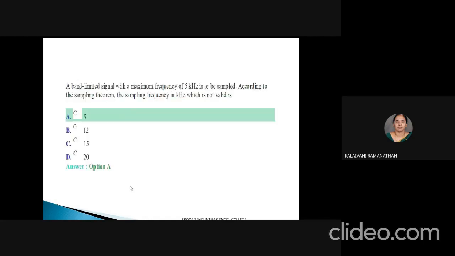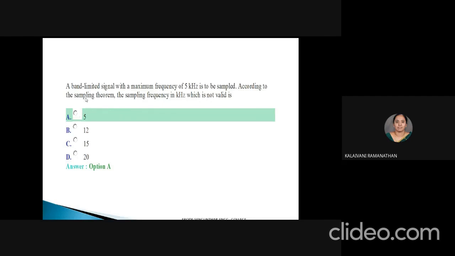Next problem. A band limited signal with a maximum frequency of 5 kilohertz is to be sampled. According to the sampling theorem, the sampling frequency in kilohertz, which is not valid, is. So here you have been given the options. Almost all the options may be correct, but only one option is wrong. You have to choose that option.